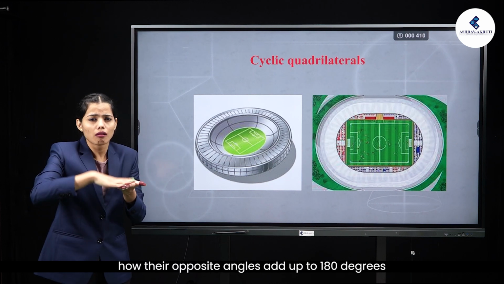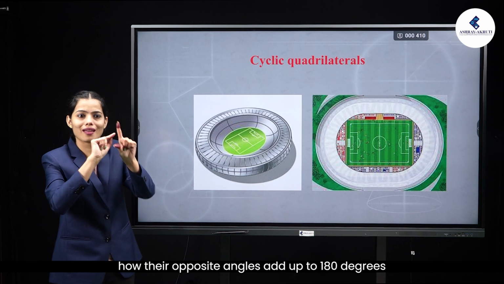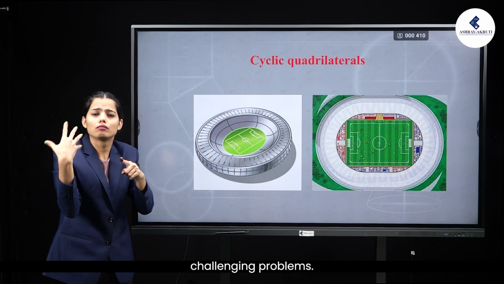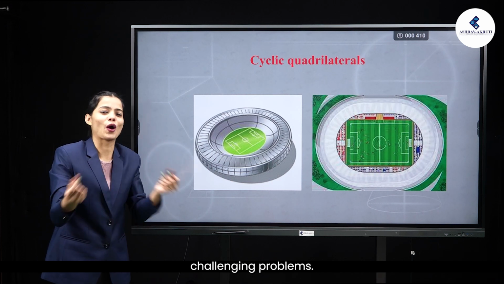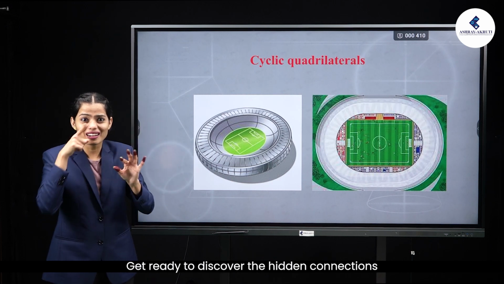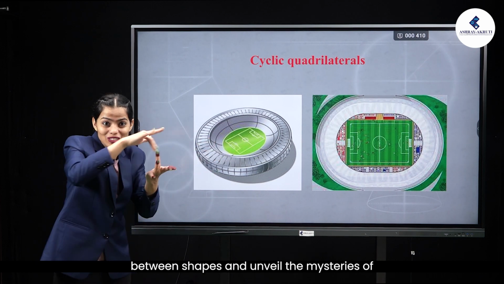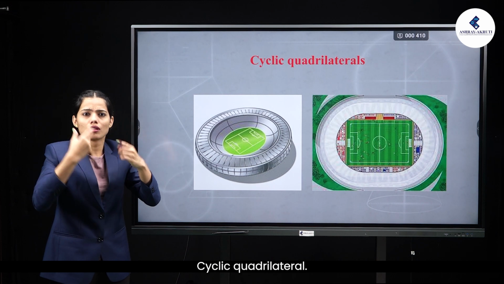We will learn how their opposite angles add up to 180 degrees and how this property helps us solve challenging problems. Get ready to discover the hidden connection between shapes and unveil the mysteries of cyclic quadrilaterals.